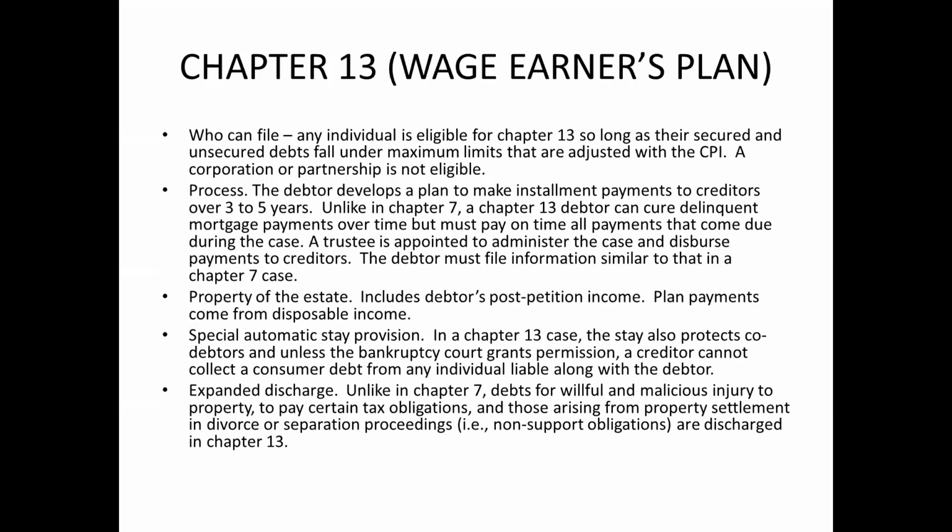Now, the other carrot for going Chapter 13 is that you get what we used to call the super discharge. The super discharge means you can discharge debts that you can't discharge in a 7. That includes the willful and malicious injury to property, some tax obligations, and very important, the property settlement that is already exempted from automatic stay even in Chapter 7. The non-support obligations are discharged. So if somebody is still negotiating property distribution, it's going to end up being rolled into the Chapter 13 plan, and that's all they're going to get.